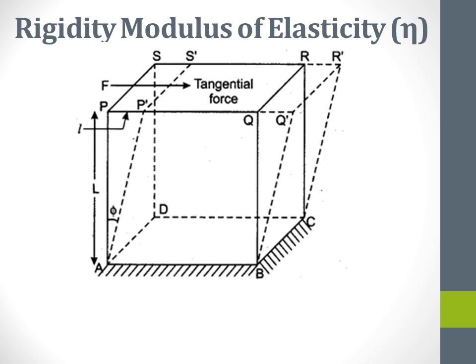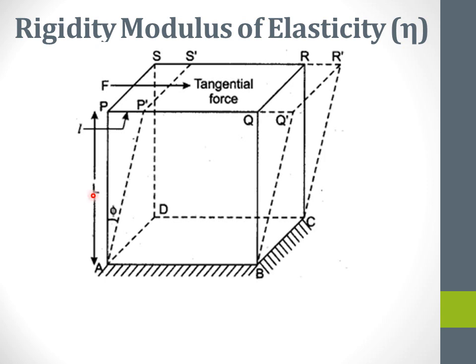Consider a solid cube whose lower face ABCD is fixed to the base, while the upper face PQRS is subjected to a tangential force. The result is that the cube gets deformed to that of a rhombus. The lines joining the two faces are shifted by a small angle phi. Phi here is called the shearing strain or the angle of shear.